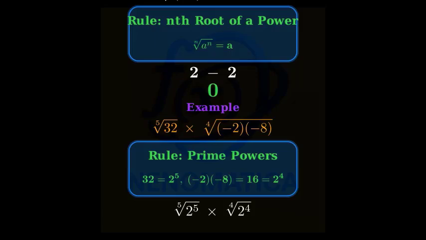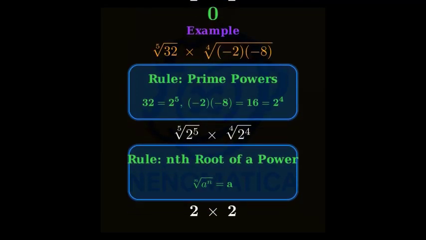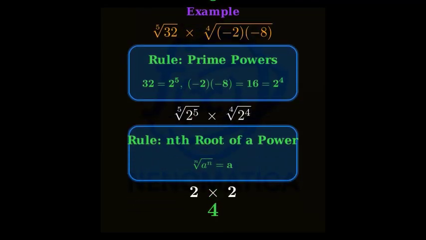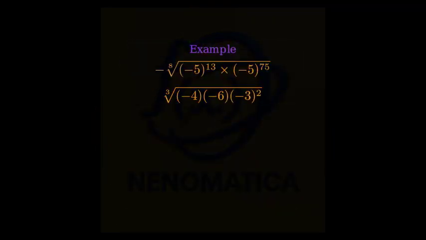Apply the root of a power rule again. The nth root of a to the n equals a. Each radical simplifies to 2. Multiply to finish the problem. Here are the 2 expressions we will simplify. The first is the -8th root of open parenthesis -5 to the 13 times -5 to the 75 close parenthesis. The second is the cube root of -4 times -6 times -3 squared.